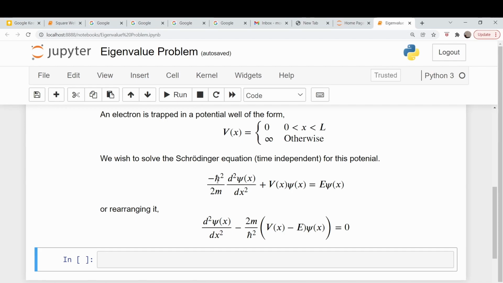And you notice that this is an eigenvalue problem. We have some sort of linear operator here, so this minus h bar squared over 2m, d squared psi dx squared, plus the potential energy operating on psi, gives us back our wave function times a constant. So this is an eigenvalue problem. And obviously we can rearrange it so that it reads like this. So this is just combining all the terms to one side.